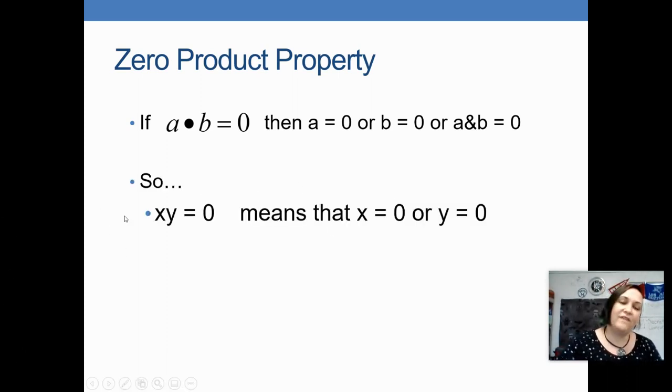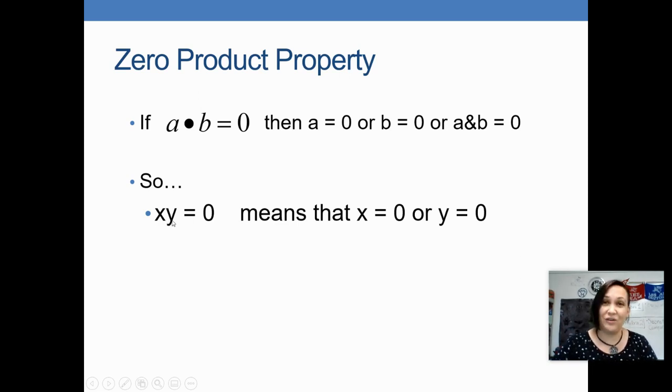So if I have this problem, x times y equals 0, and I'm asked to solve, then for my final answer, I would say, well, maybe x is 0, or maybe y is 0. And I would actually write both of those answers on the answer line, x equals 0 or y equals 0. And so here with two variables, I get two answers, an answer for the x and an answer for the y.